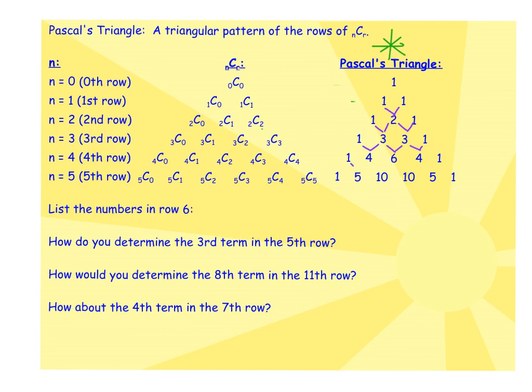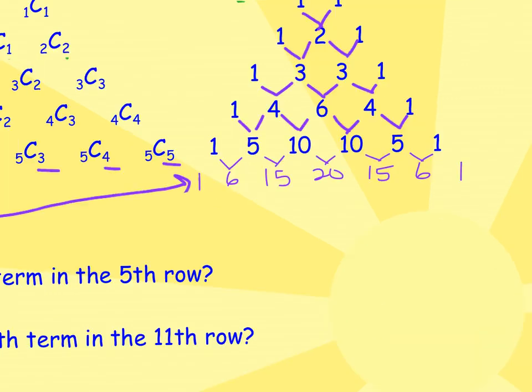In row 5, I have the 2 numbers up above to get that second term, 4 plus 6 to get the third one, 6 plus 4, and then 4 plus 1 again. So notice row 5 has 6 terms because we start with 0 and we go all the way up to an R value of 5. All right, pause the video and see if you can generate the numbers in row 6. Go ahead and plug them in over here on that right-hand side. When you think you have them all, press play and we'll see how you did.